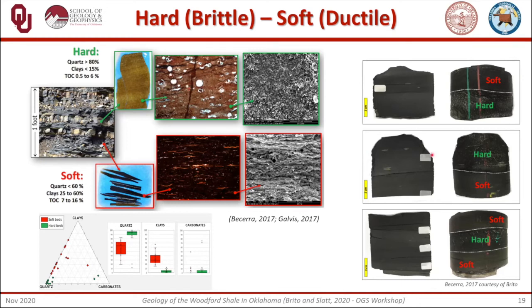In core pictures, looking at the front of the core, it might not be that easy to separate this rock. But a quick tip, a good tip, is to look at the back of the core. It can show you how the drilling bit responded to the breaking of the rock, and you can separate soft from hard very easily.